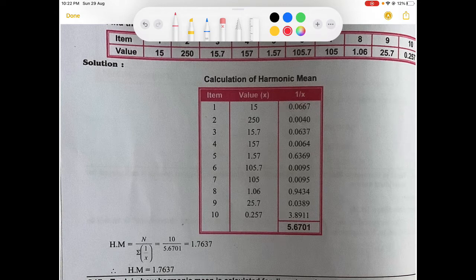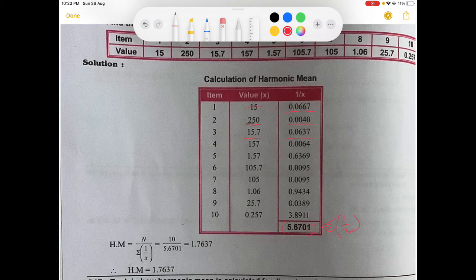So in this case we will take each value and we will calculate its reciprocal. So 1 divided by 15 is equal to 0.0667. 1 divided by 250 is 0.0040. 1 divided by 15.7 is 0.0637. So we will do that for all the values, and then we will calculate the sum of all the reciprocals. So that sum is equal to 5.6701. So this is sigma 1 by x.